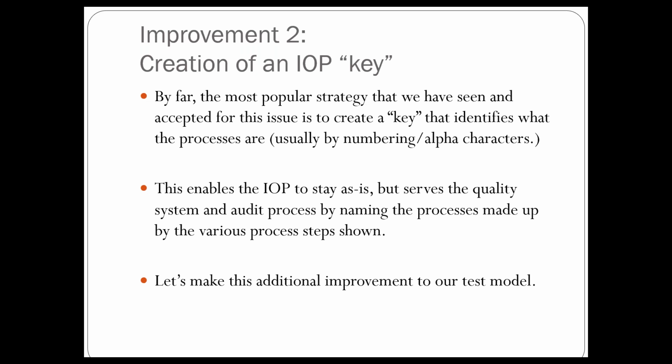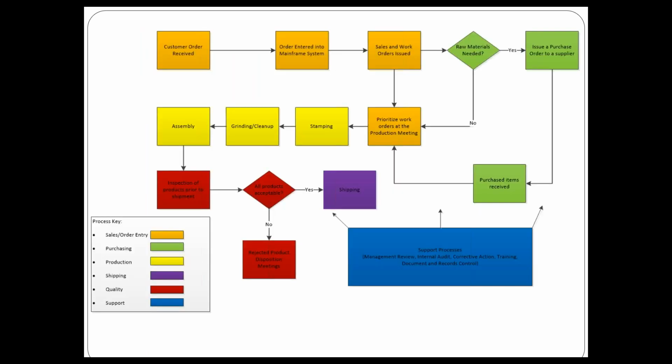Secondly, we're going to create an IOP key. Now, this is a very popular strategy. We've seen this for companies, again, where they want to keep the IOP as is, but they need to identify what their processes are in a more effective manner. Now, this can be done with numbering, with alpha characters. For our test model here, we're going to do this with colors. Okay, so now in the lower left-hand side of the screen, we have identified 6 processes.